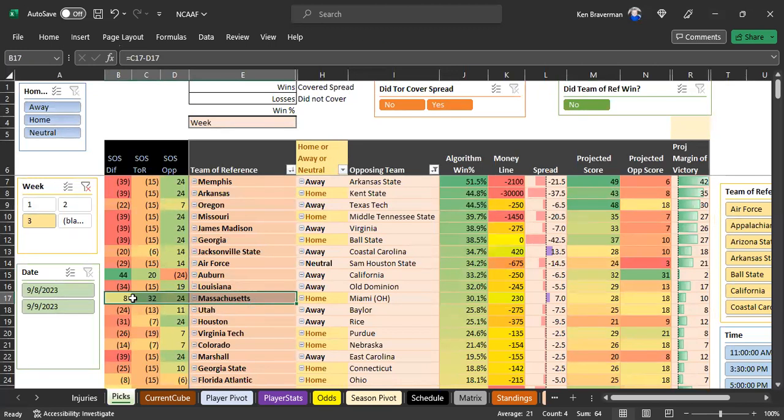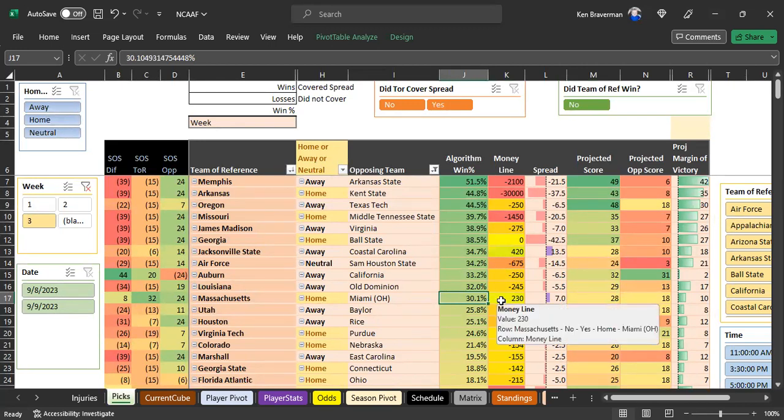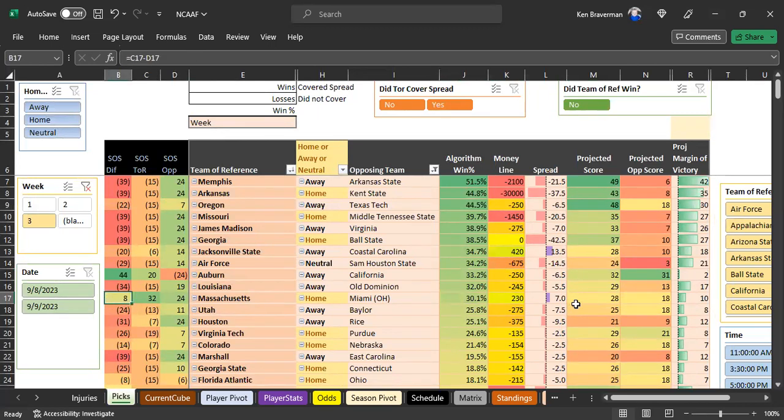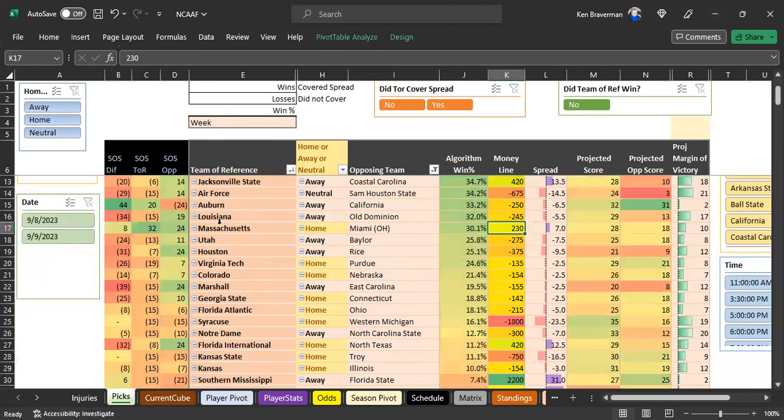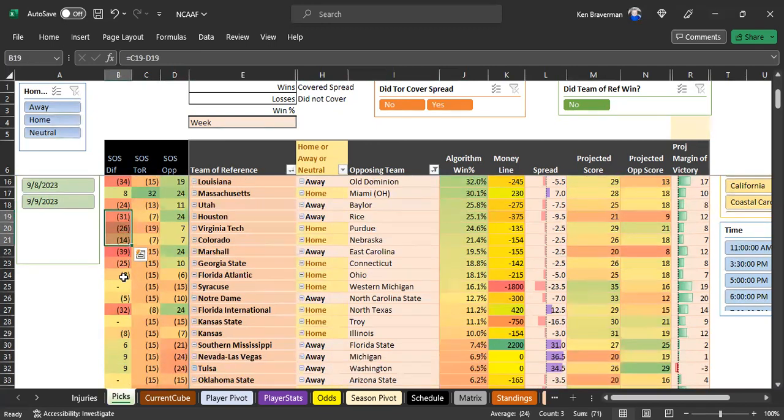Massachusetts and Miami of Ohio. Massachusetts played a better team in week one, and they're still favored by the algorithm by points. And they got a money line. It's +230. Their margin's 30%. Massachusetts is the underdog pick of the day. They have a 30% margin, a better strength of schedule, and they are +230. Unbelievable. That is the underdog of the day for Saturday. Anything else looking good? Down here, but that's a terrible line.